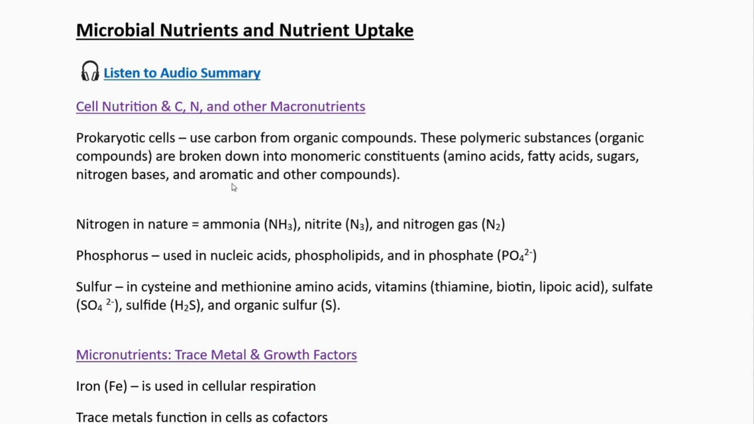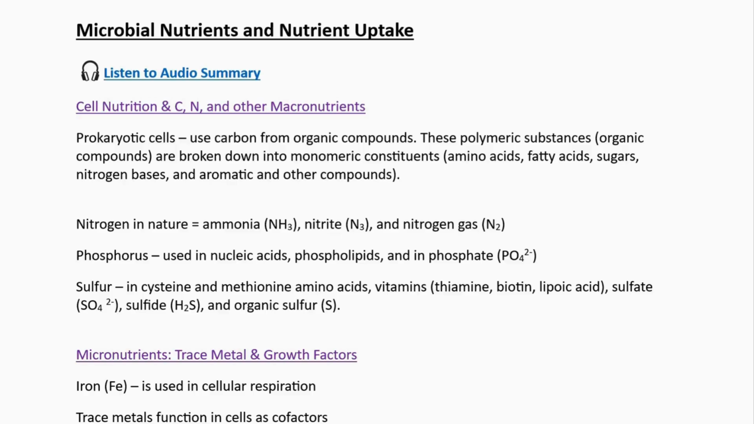Nitrogen is taken up in several natural forms, including ammonia, nitrite, and nitrogen gas. Phosphorus is needed for building nucleic acids, phospholipids, and energy-rich phosphate groups. Sulfur is found in certain amino acids like cysteine and methionine, as well as in vitamins such as thiamine and biotin, and in forms like sulfate and hydrogen sulfide.